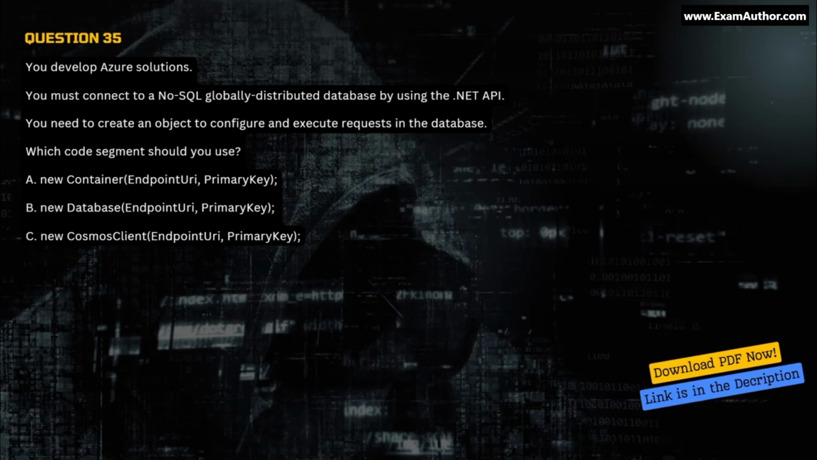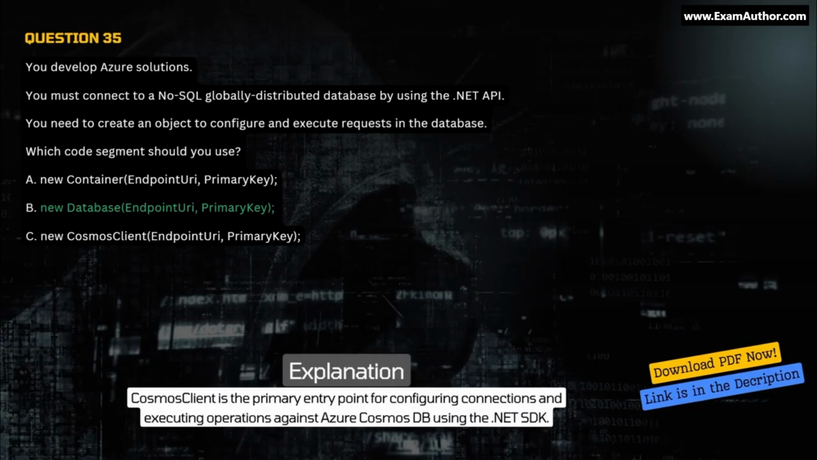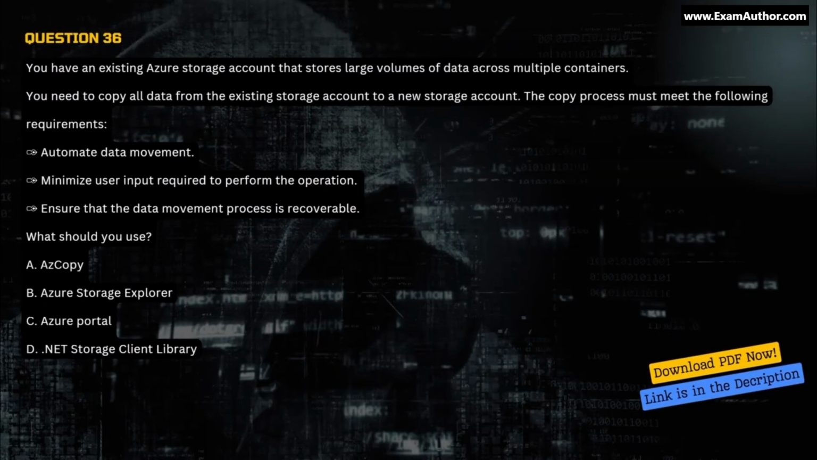A. New container, endpoint URI, primary key. B. New database, endpoint URI, primary key. C. New Cosmos client, endpoint URI, primary key. Correct answer C. New Cosmos client, endpoint URI, primary key. Explanation. Cosmos client is the primary entry point for configuring connections and executing operations against Azure Cosmos DB using the .NET SDK.